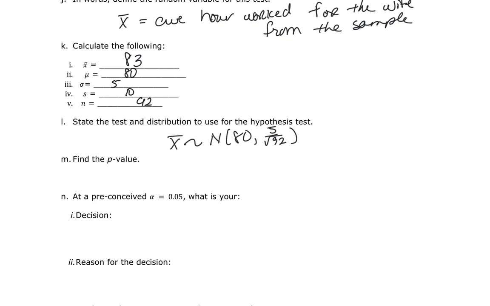Okay, so I know this is a z-test, because sigma is known. I am going to put in my alpha of 0.05, and I have my mu, which was 80. I'm going to put in my X bar, which was 83. I'm going to put in my sigma of 5, my standard deviation of 10, and I have 92 pieces of data.